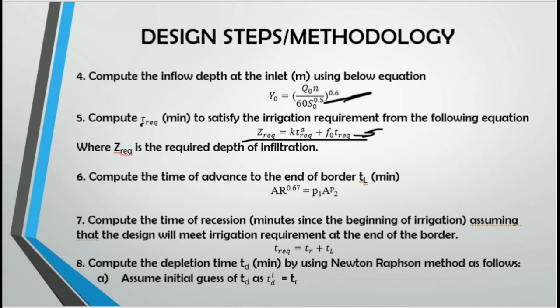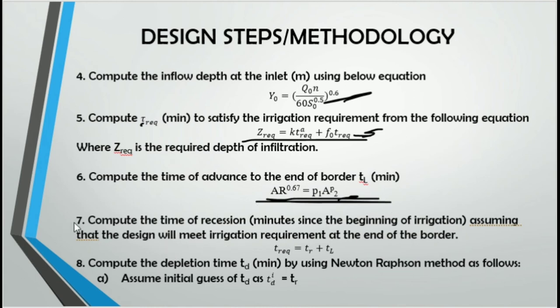As we said, the time of advance, or the advance time, is the time from when you start opening your inflow, or your irrigation, until the water reaches the end of the border. That is your TL. So it can be computed using this equation over here.